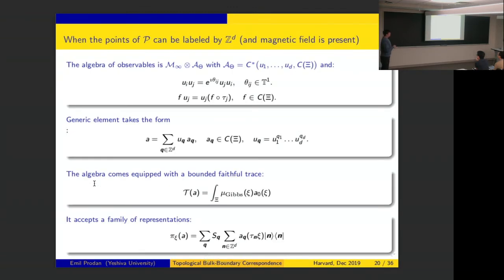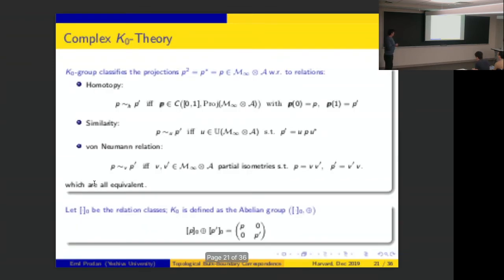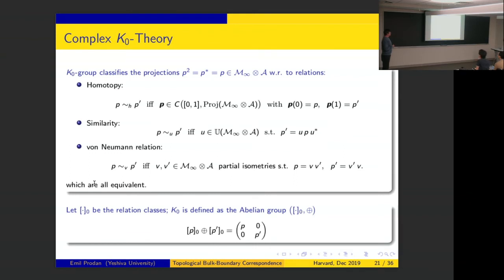Okay, so now we have this algebra, so what? The next tool one uses is the K-theory, and here I will only use the complex K-theory because I'm not using any symmetries, which would require the real K-theory. So just to recall, the K-naught group classifies projections. If you take an element from this algebra, when you square it, you get the projection again, and when you conjugate, you get the projection again. You call that a projection, and among the projections, you can set different equivalence relations. Here is the homotopy equivalence relation, here is the similarity equivalence relation, and here is the von Neumann relation.